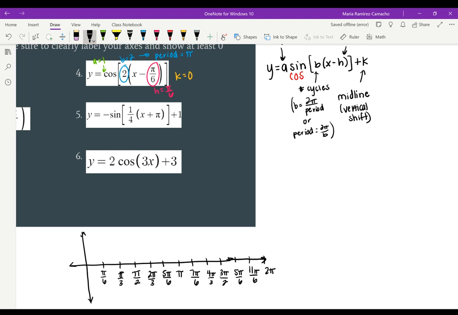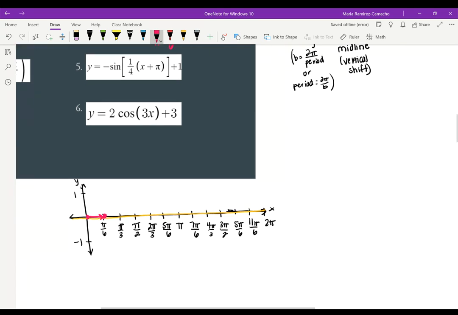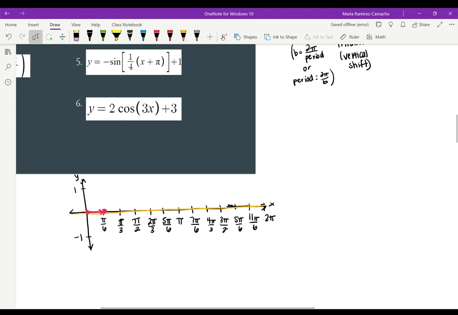My amplitude is 1, and there is no vertical shift, so I'm going to scale from -1 to +1 on the y-axis. The midline is at 0. Horizontal shift, we're starting at pi over 6. My period is pi, so my cycle is going to start at pi over 6 and end at 7 pi over 6.